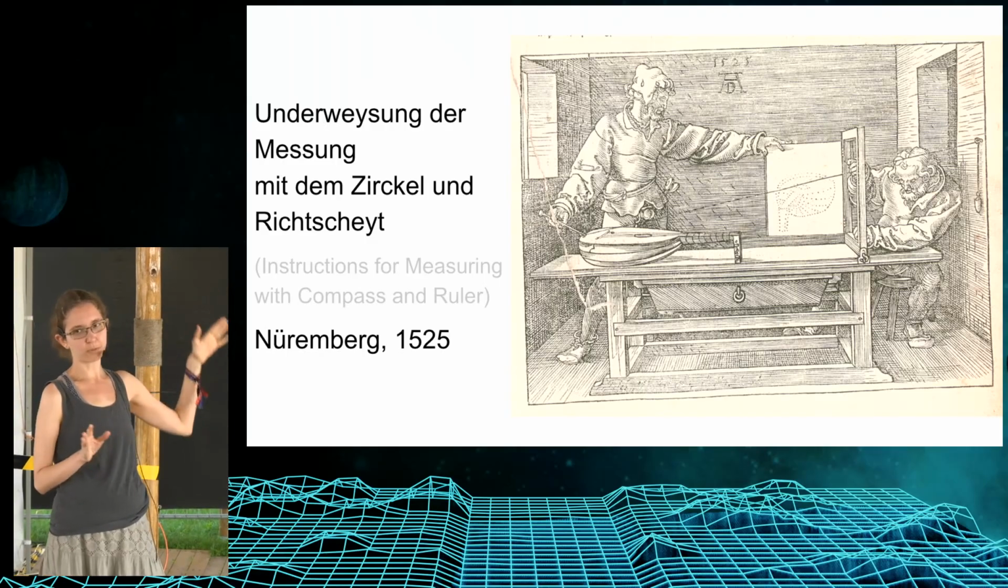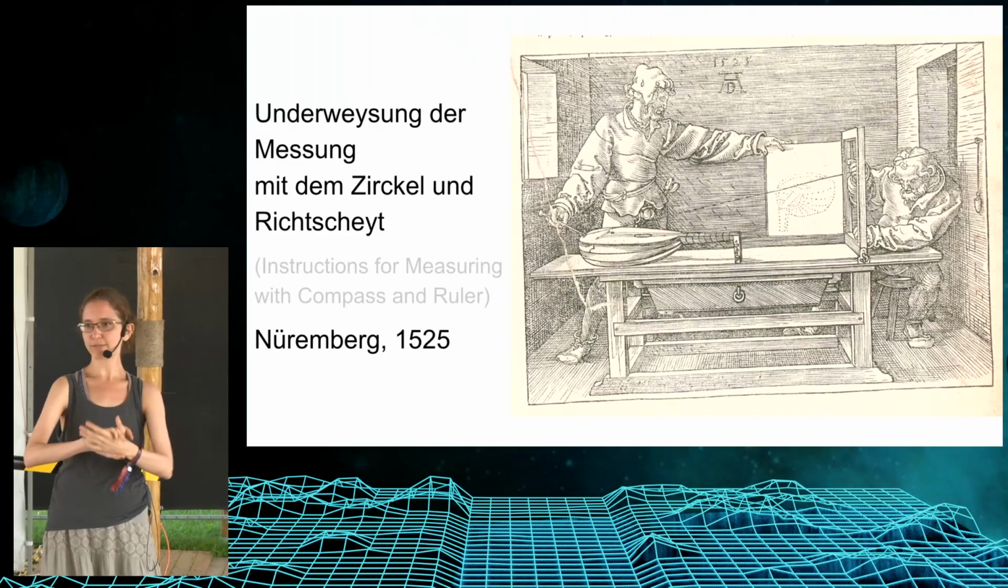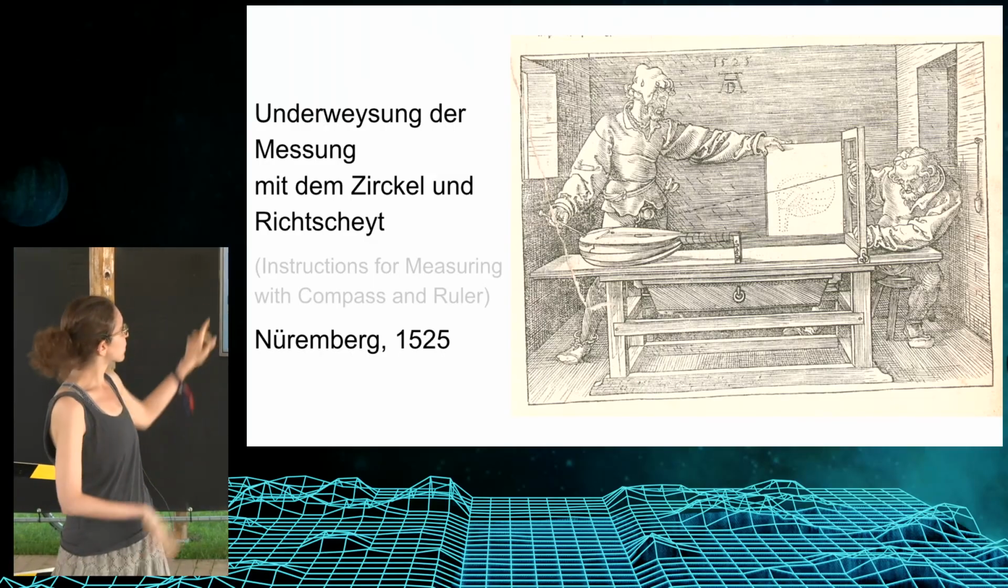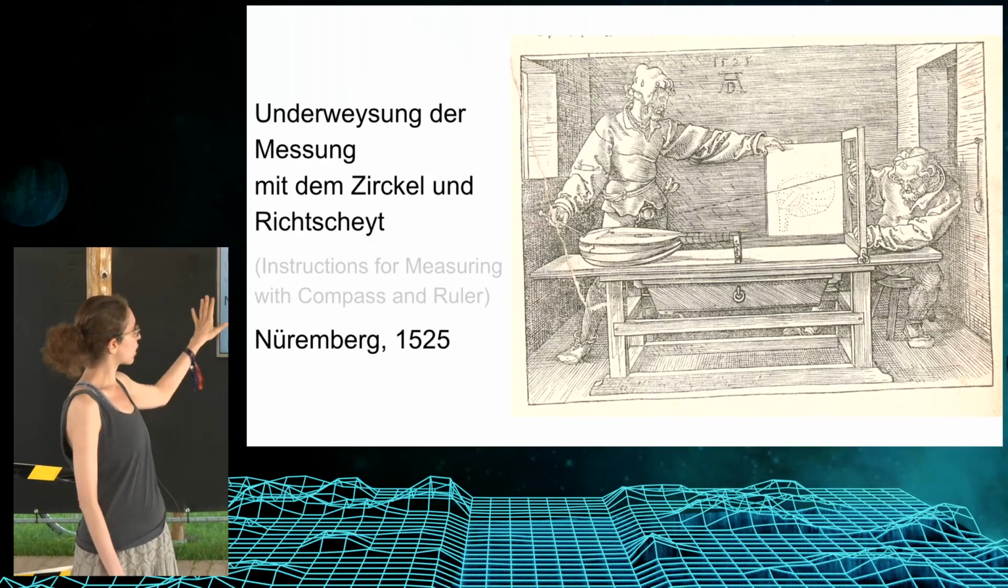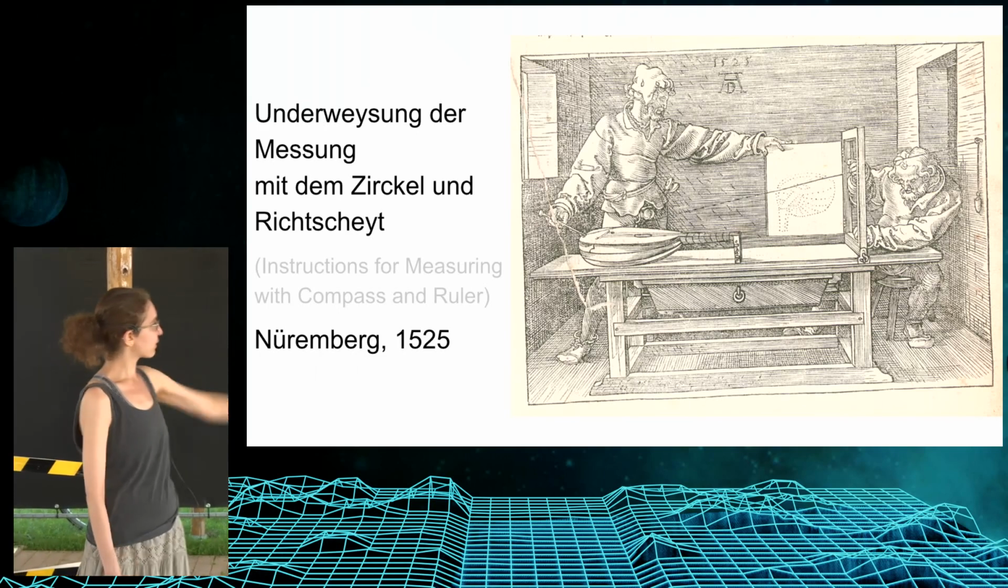Dürer also wrote a book. He did lots of stuff, but he also wrote a book, which is my favorite of his, who knows why. It is called Instructions for Measuring with Compass and Ruler. I hope it's a good translation. 1525.